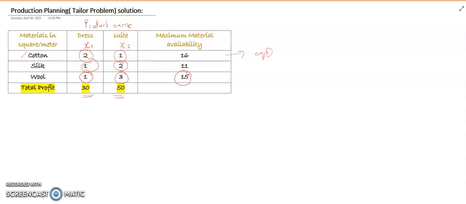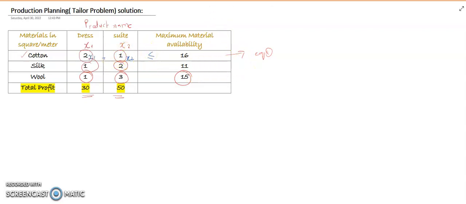So here, if I start making the equation, you will find it easy to understand: 2x1 and 1x2. If I add them, this needs to be always less than or equal to the maximum availability of cotton we have. So we will represent it as less than or equal to 16, or say 16 is greater than the production that we are doing. So this is equation number 1.